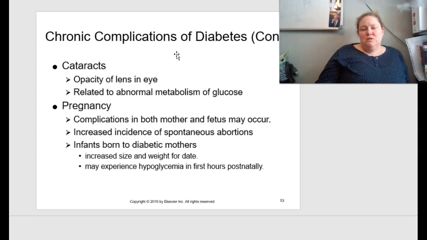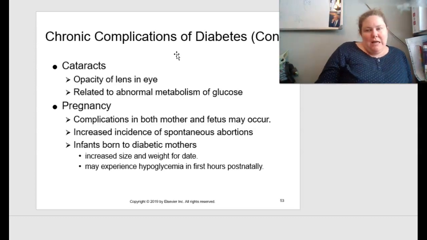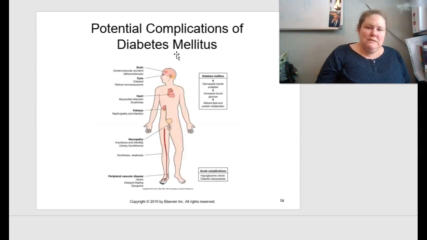The infants can also be born to diabetic mothers, and if they are, sometimes they can be increased in size and weight for the date because they're getting more sugar from the mom than what would be normal. And they may also experience hypoglycemia in the first hours postnatally because, again, remember, they're getting all their blood supply from mom. And if mom has high blood glucose and then you're cut off because you're born and they snip your umbilical cord, well, then you're not going to have sugar. So then you might tank and be like, oh my God, I don't have enough sugar. That's hypoglycemia, right? So everything just really works together.